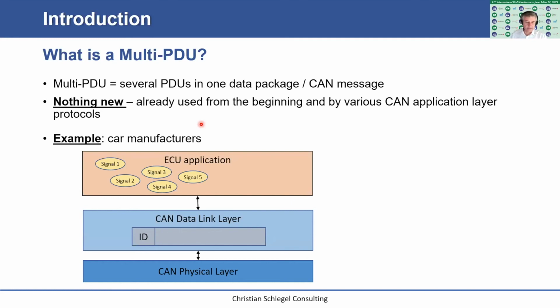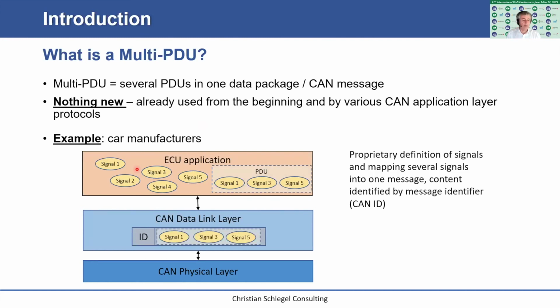So if we have an ECU, then we have different signals on an ECU. And what the car manufacturers did, and each car manufacturer had its own proprietary definition of these signals, and also of the data packages of these signals that were then mapped into the CAN data frame, and also the identifier was specified, so that the identifier already identified which signals are transmitted in the CAN message.